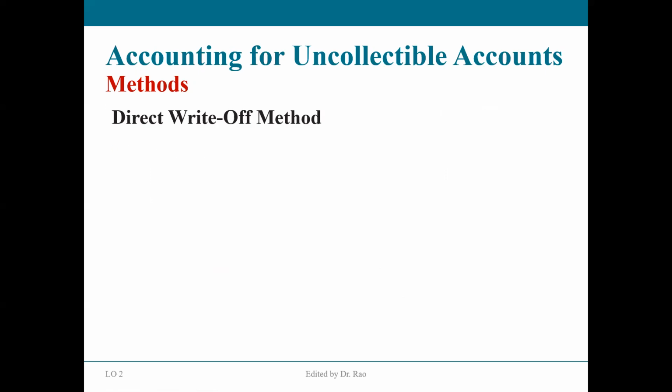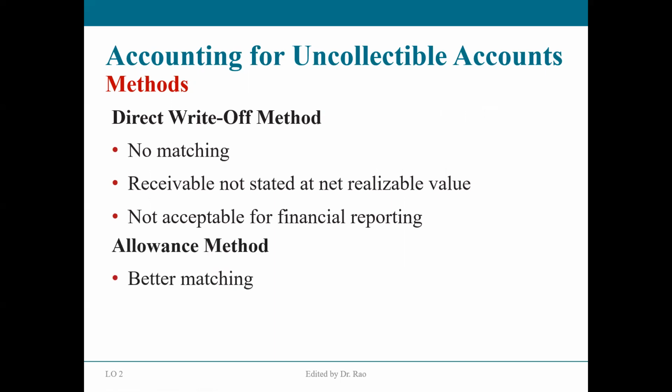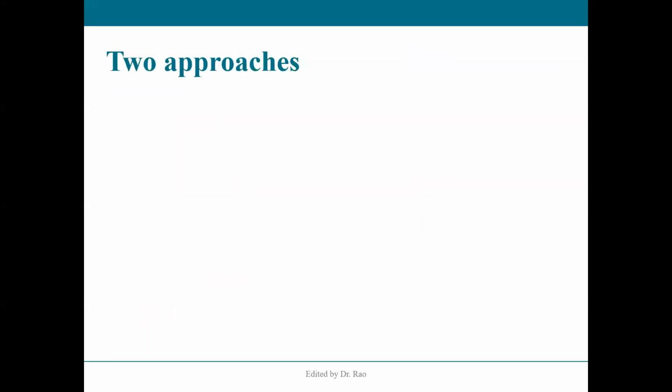So the direct write-off method does not follow the matching principle. The receivables are not stated at net realizable value, so I continue to carry it at the gross amount, which is unrealistic. And this is not acceptable for financial reporting. The allowance method has better matching. The receivables are stated at net realizable value at December 31st, and this is required by GAAP. So this is the method we need to focus on, the allowance method.